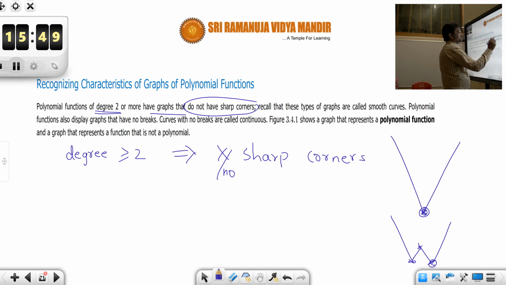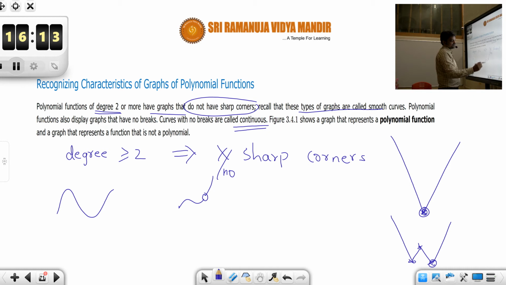Recall that these types of graphs are called smooth graphs. If there are no sharp corners, we call them smooth graphs, something like this. They move smoothly. And then curves with no breaks are called continuous. Continuous means, for example, if you look at these two, you can observe that there is a break in the graph, so we will not call it continuous.